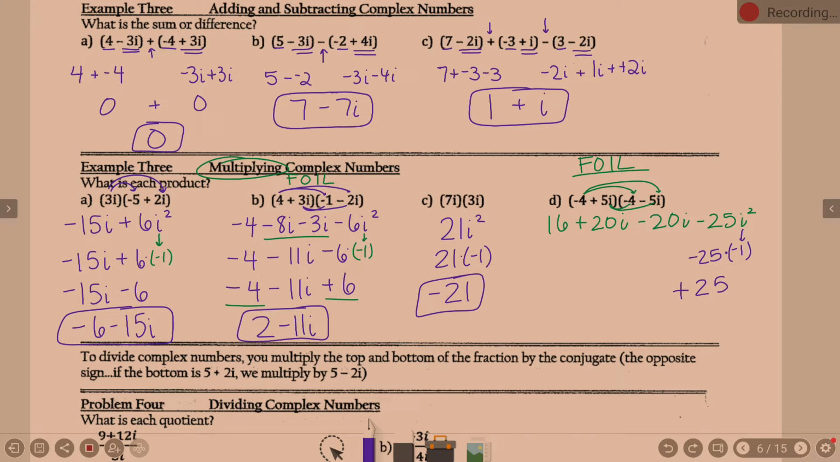Okay. What else do you notice? The i terms basically just canceled. We always want to check for like terms when we're FOILing. In this case, we have 20i minus 20i, which just so happens to cancel out. What else do I have in my answer? We had a 16, so we have a 16. My middle's all canceled. And I have a plus 25. You can add it together. What is 16 plus 25?